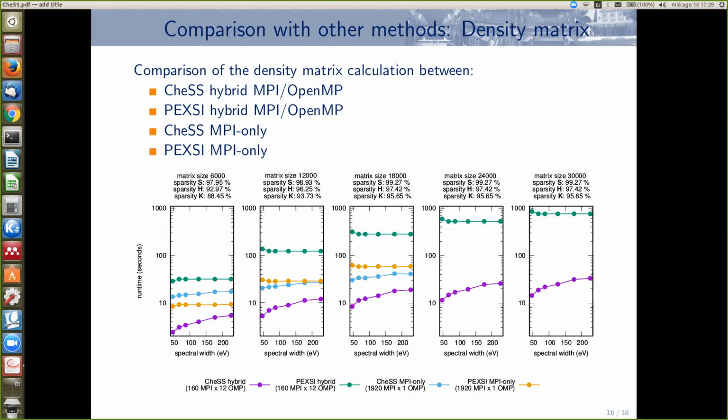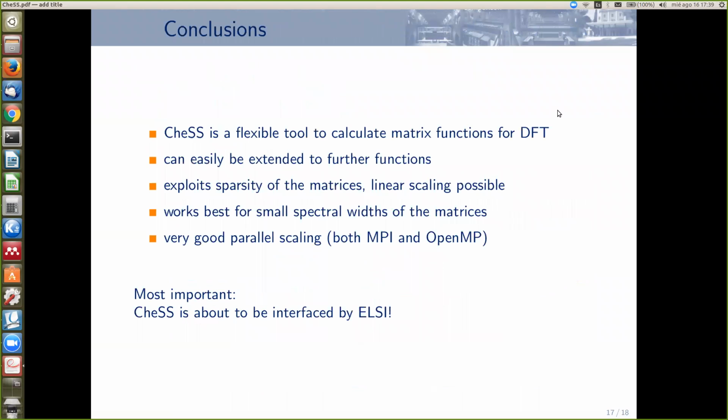So PEXI can very well be applied also to large spectral width or small HOMO-LUMO gap, so for metals, which we don't compare here. So I think if we have both in ELSI, that's an ideal case, then the user can choose what he wants. So if you have a small spectral width, he can go with CheSS, or if he has a metal or a larger spectral width, well, then he chooses PEXI. In this way, he always gets the best out of the libraries. So I'm already at the end, the conclusion.